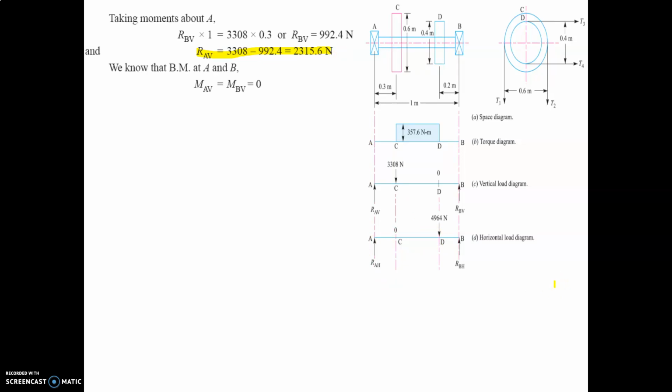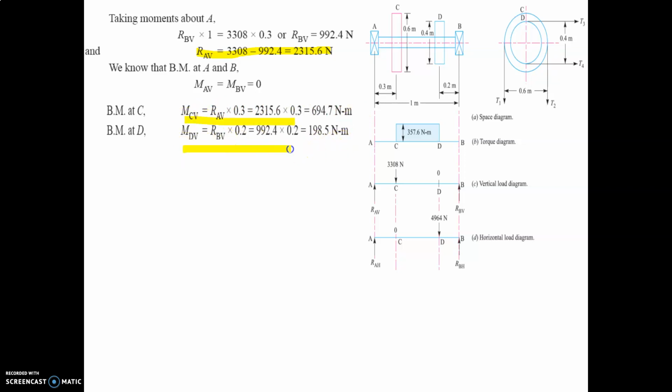So the bending moment at points A and B is 0. So where will the bending moment be? At points C and D. For the bending moment at C, take any direction, left side or right side. We have taken the left side, RAV into 0.3, and we get the bending moment at C. Same for D. So we have the bending moments at C and D.